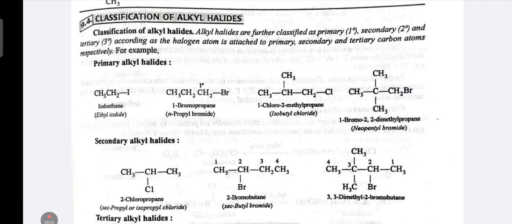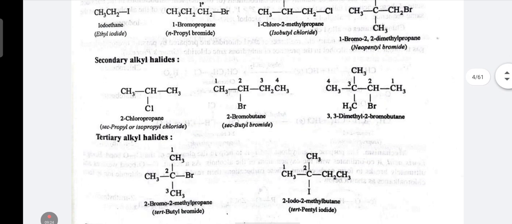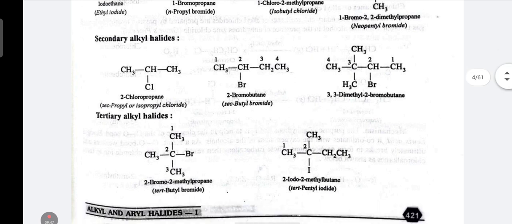Now we will see examples of secondary halide. 2-chloropropane, 2-bromobutane, 3,3-dimethyl-2-bromobutane. These are examples of secondary alkyl halide. 2-bromo-2-methylpropane, 2-iodo-2-methylbutane. These are examples of tertiary alkyl halide.